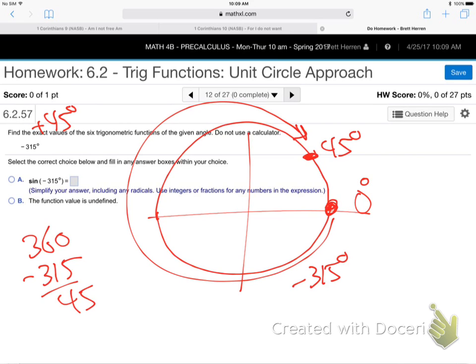You can say the same spot several different ways. You can always just add another 360, and it just does another full circle, so you're right back to where you started, having done another loop. So negative 315 is the same as 45.